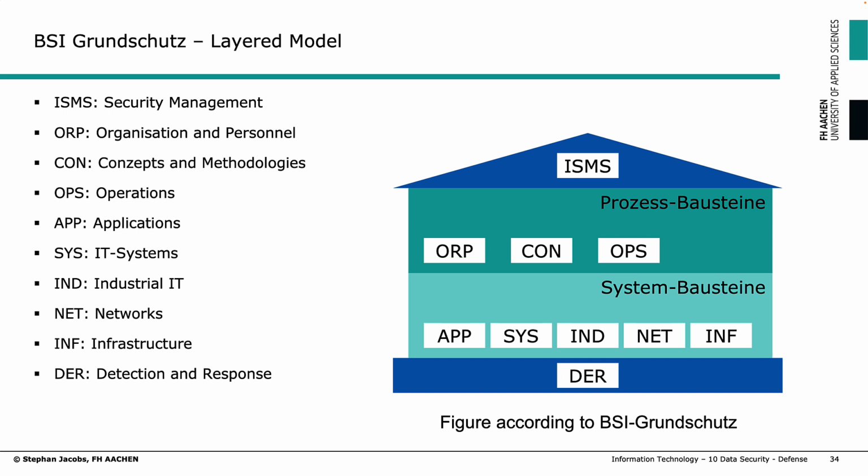Besides that, you have system modules. These are, for example, about the applications like your SAP system, your IT systems in principle. If you run industrial IT, for example, you have a production plant which is steered by a computer, you have special modules here. Then there is one about networks, and finally one about infrastructure, for example, your rooms, your building, your power supply, and so on.